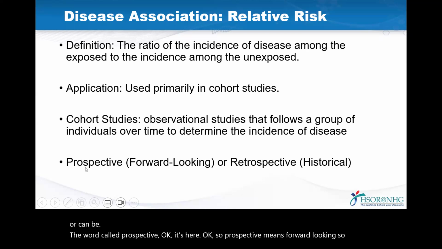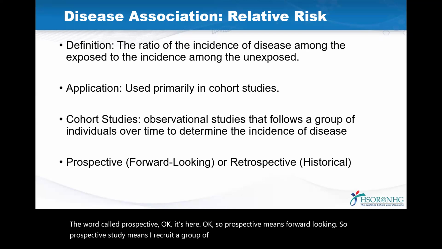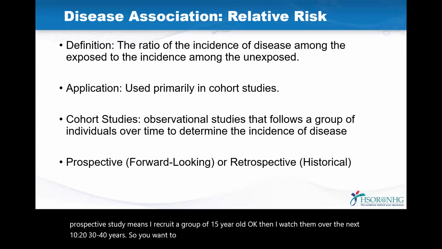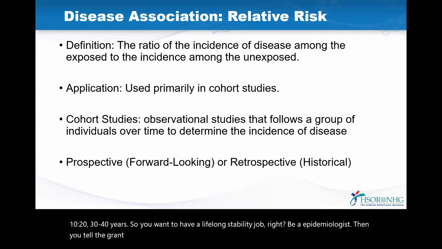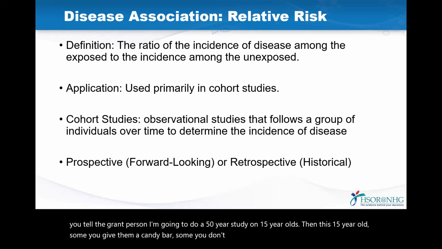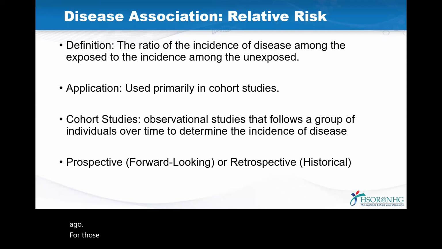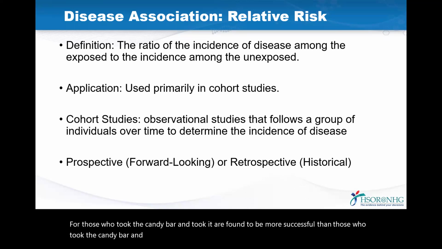So a prospective study means I recruit a group of 15-year-olds, then I watch them over the next 10, 20, 30, 40 years. So you want a lifelong stable job? Be an epidemiologist. Then you tell the grant person, I'm going to do a 50-year study on 15-year-olds. Some you give a candy bar, some you don't. After 50 years, you see that those who took the candy bar are found to be more successful than those who didn't take it, or took extra candy bar. This is a long-term study. But you see a problem, right? It's so long. That's one of the issues.